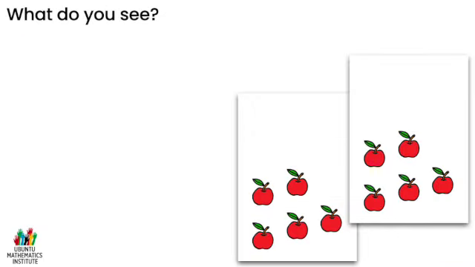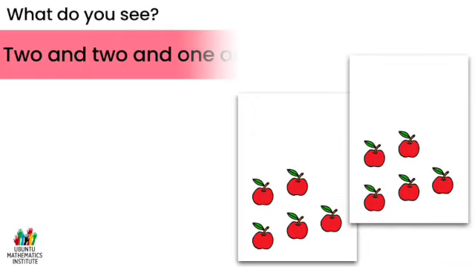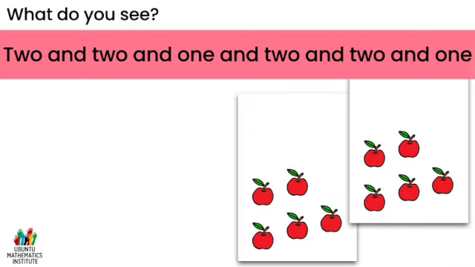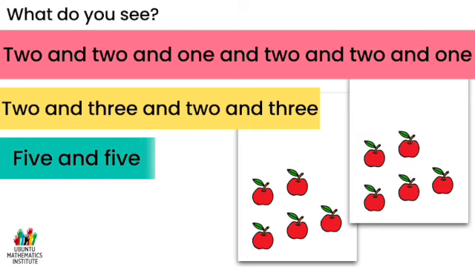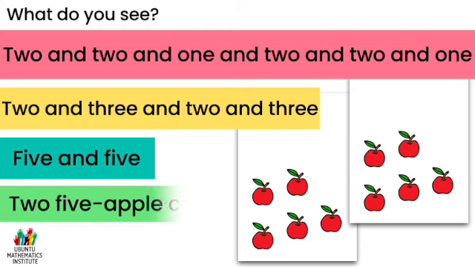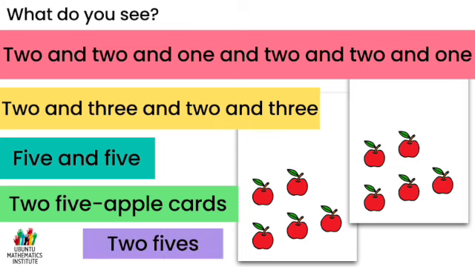With these 2 cards, for example, when we talk about what do you see, the most inefficient way would be to say 2 and 2 and 1 and 2 and 2 and 1, if you're looking at the apples in columns. Otherwise, you could look at one card as 2 and 3 and the other card as 2 and 3, or each card being 5, and you would have 5 and 5, which would be 2 5-apple cards. And again, the ultimate explanation or description we are working towards is 2 5s.